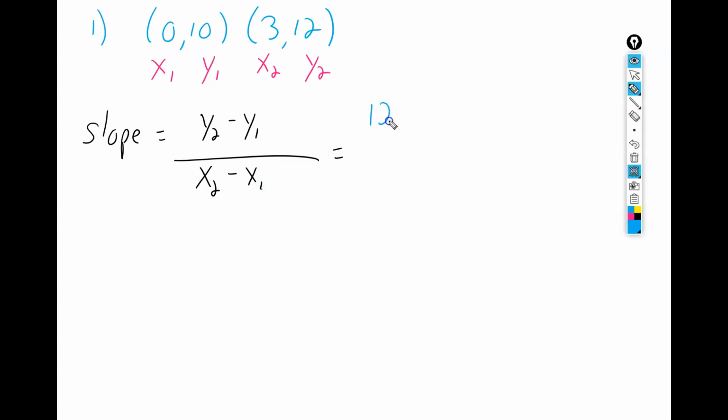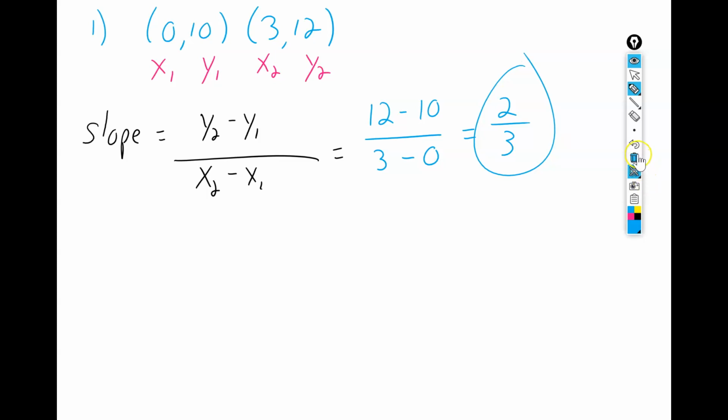Your second y would be 12 minus your first y, which is 10. Your second x will be 3 minus 0. 12 minus 10 gives you 2. 3 minus 0 gives you 3. So the slope, or the rate of change, will be 2/3.